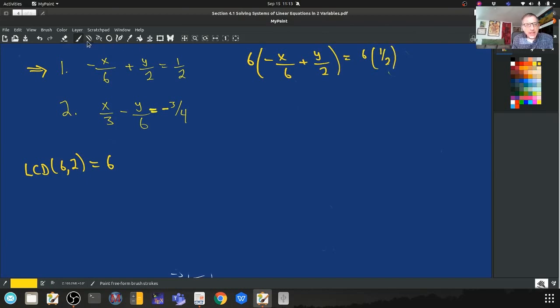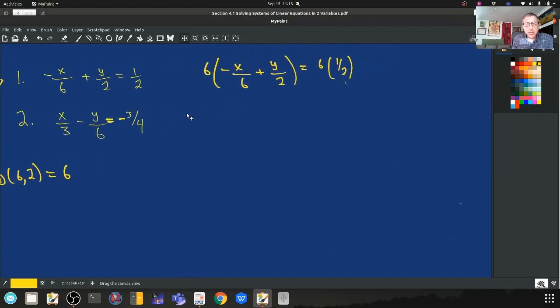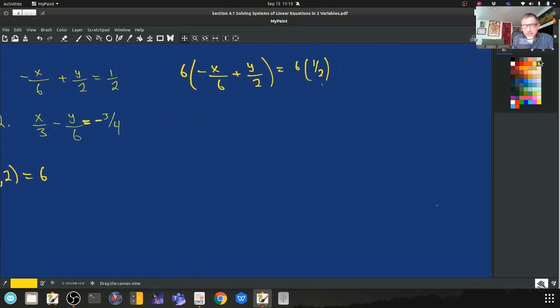And the answer I get is going to be my new equation 1. And we've not done anything illegal because they have the exact same solution set. So 6 divided by 6 is 1. 1 times minus x is minus x. 6 divided by 2 is 3, and 3 times plus y is plus 3y. 6 divided by 2 is 3, and 3 times 1 is 3. So this is my new equation number 1.